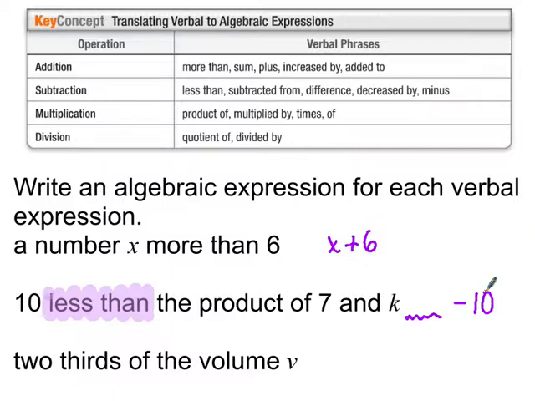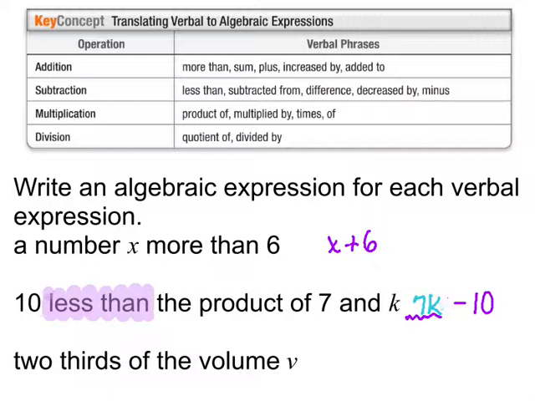So now I'm taking 10 less than the product of 7 and k. So the product of 7 and k, I'm going to now put in this spot. So what is the product of 7 and k? 7k, right? The product of 7 and k. And so this is how you would write 10 less than the product of 7 and k. Whenever you see that less than, you always got to leave a space and then put it after.